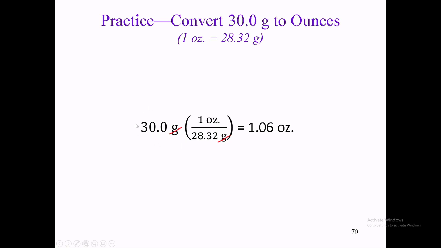Mathematically, we're going to do 30 divided by 28.32 multiplied by 1. We'll come up with 1.06. Since we're taking 30 and dividing it by a number a little less than 30, it seems reasonable we'll come up with a number that is a little bit bigger than 1.